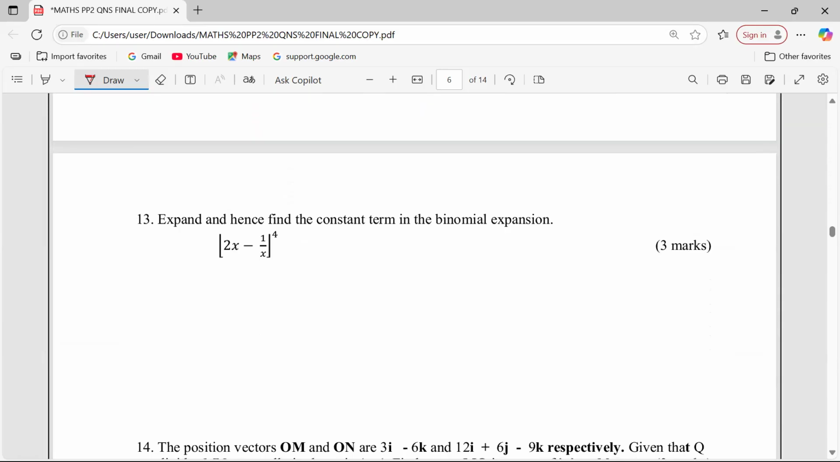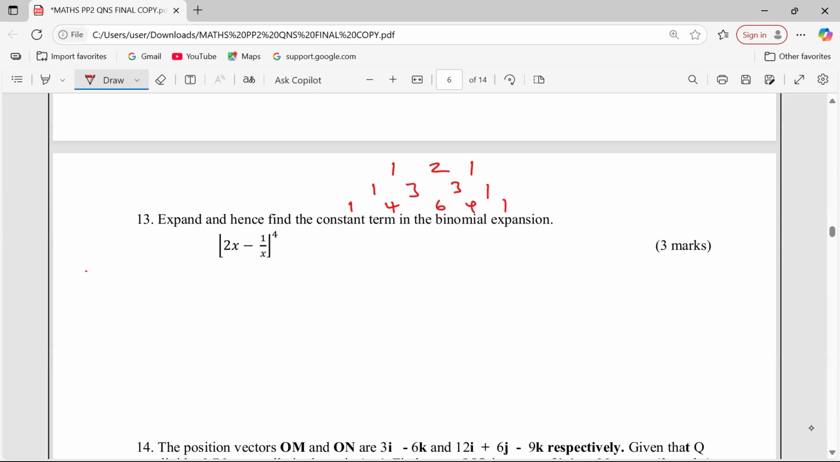Let's look at number 13. A very good question. Expand and hence find the constant term in the binomial expansion of 2x minus 1 over x raised to power 4. First, we can get what we are calling the binomial coefficients. For power 2, they are 1, 2, 1. For 3, they are 1, 3, 3, 1. And for 4, 1, 4, 6, 4, 1.